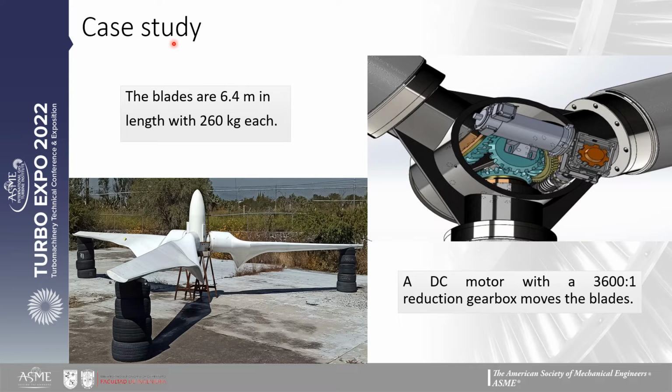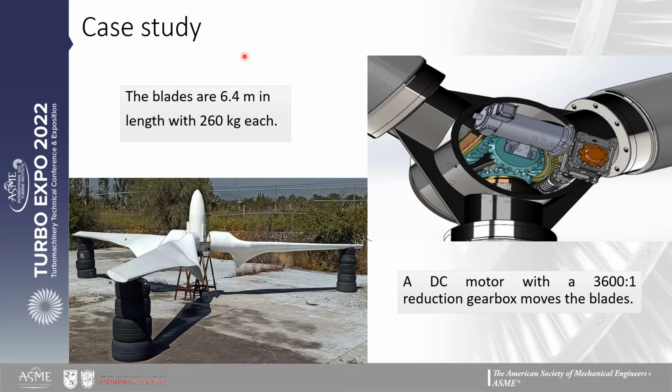Next in the methodology is to highlight the particularities of the case study discussed in this paper. We installed the wind turbine in Querétaro, Mexico, which has an altitude of 1975 meters above sea level. The rotor that we use is a three-bladed rotor of 6.4 meters in length with 260 kilograms each. The height of installation of the wind turbine is 18 meters above the ground. This is a small-scale wind turbine. Also, it's important to mention that we use a permanent magnet generator with a capacity of 14 kilowatts.